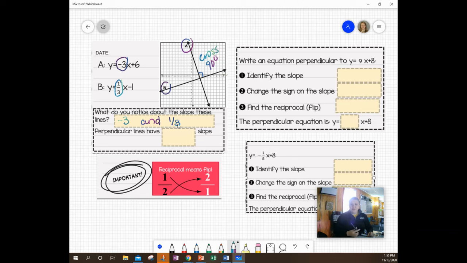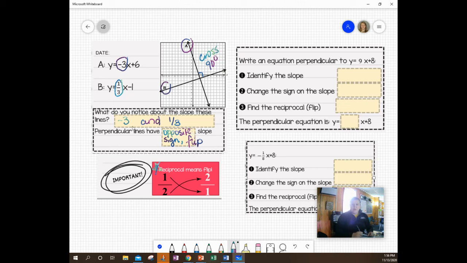If you notice what happened to this -3, first off, it changed sign, right? So it went from negative to a positive. So I'm going to put opposite sign. And the other thing that happened is it went from a 3 to a 1/3. So we refer to that as a reciprocal, or in non-math language, we can call it a flip. So we flipped the fraction and we also changed its sign.